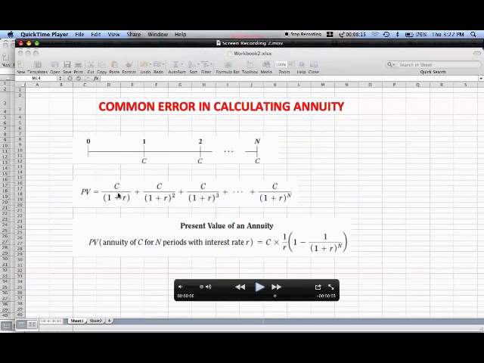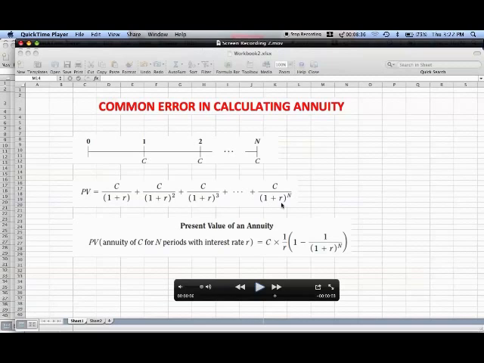So the first year you just divide it by 1 plus R, and in the second year you divide it by 1 plus R to the power of 2. We have 2 here because this is the second year, and the third, and so on until N.